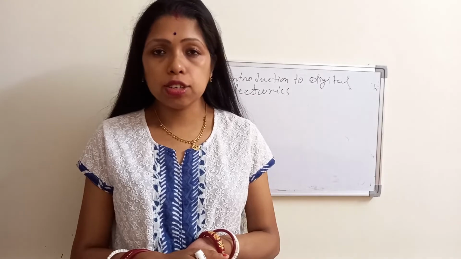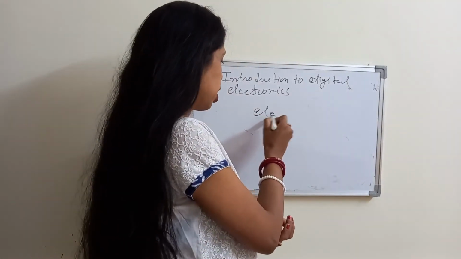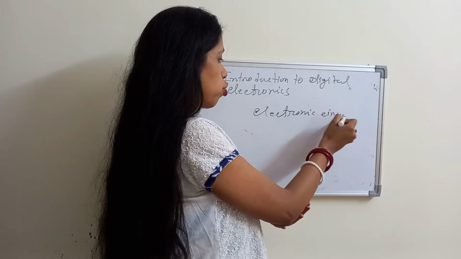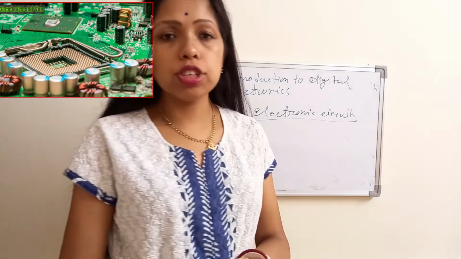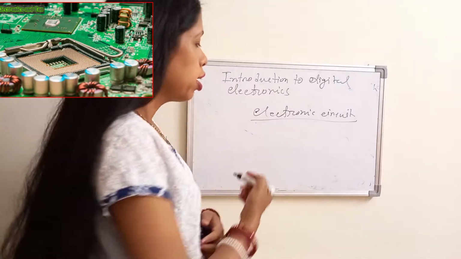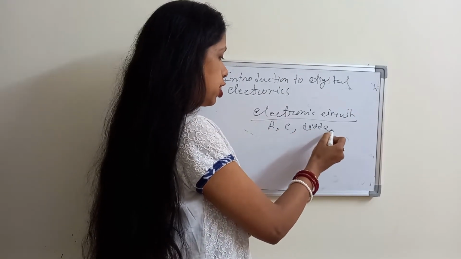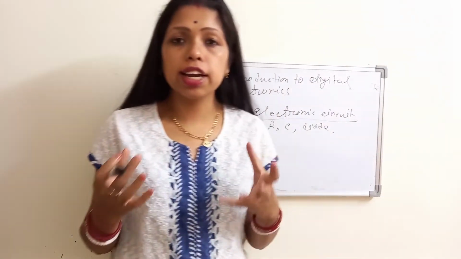So what is a digital electronic circuit or electronic circuit? First, let us understand the electronic circuit. Any kind of electronic circuit is associated with electronic components, right? Resistance, capacitance, diode, these things are there. So why is the circuit required?